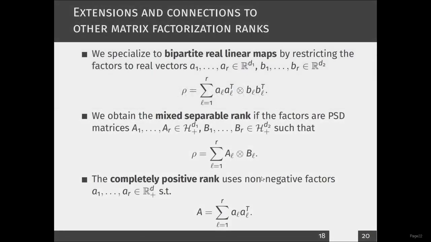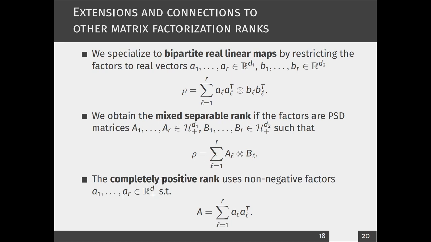Now on to the third and final part, extensions and connections. Using exactly the same machinery, we can now investigate special cases. For example, what if we limit the separable factors A's and B's to be real and not complex? Then we end up with a real separable factorization. If we limit the A's and B's to be Hermitian PSD matrices, then we end up with the mixed separable rank. Recall from the beginning that this parameter, the mixed separable rank, is NP-hard to compute.